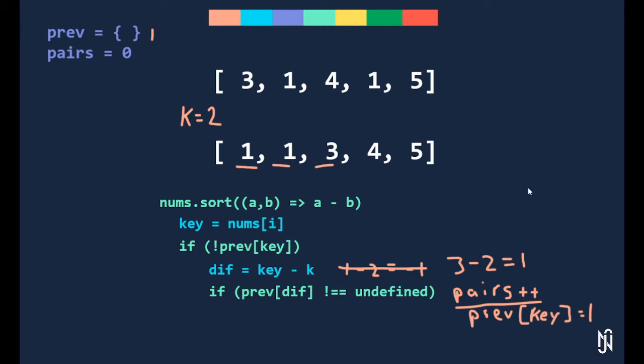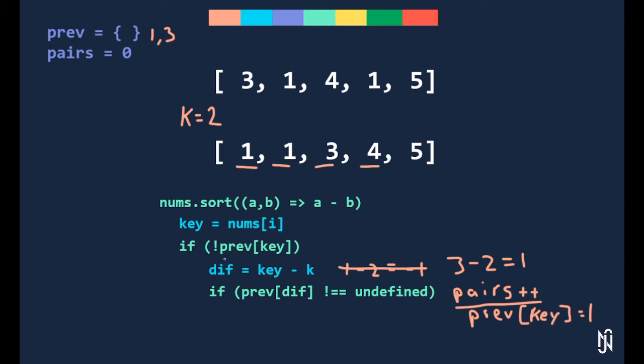After we increase the pairs counter by 1, we're still going to want to add the key of 3 to the previous object, so we know not to check for it anymore. So this is going to be up here. And then on the next loop, we're going to run it for 4. And the key is going to be equal to 4.